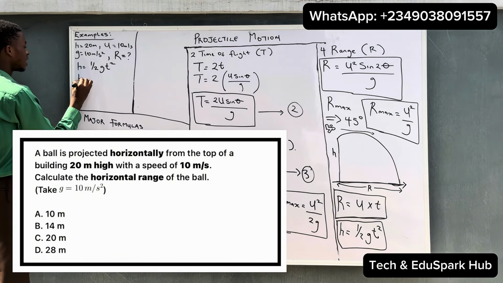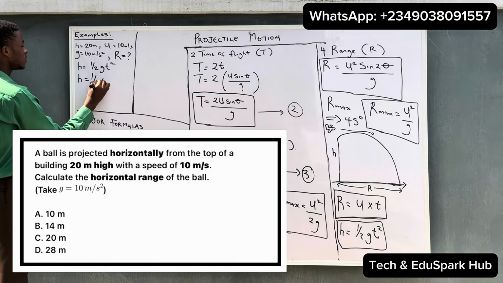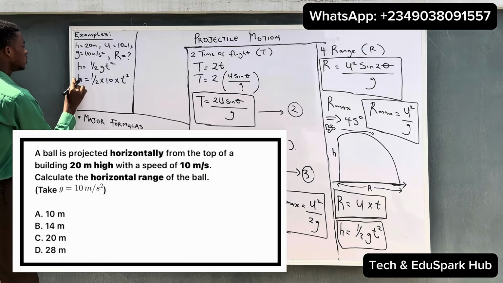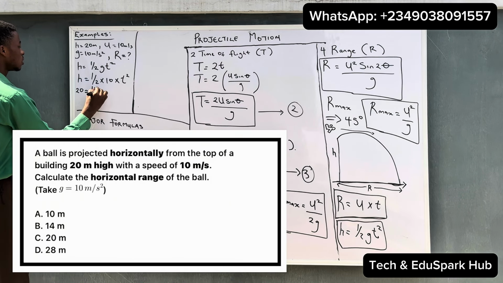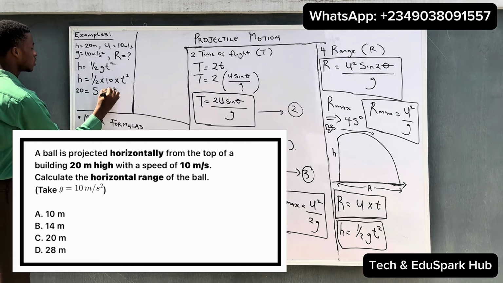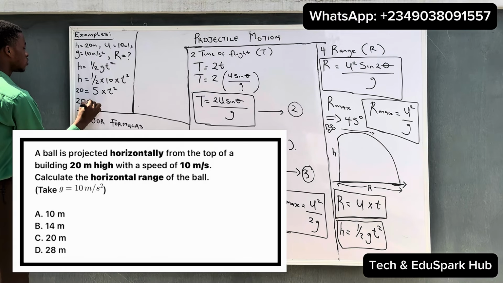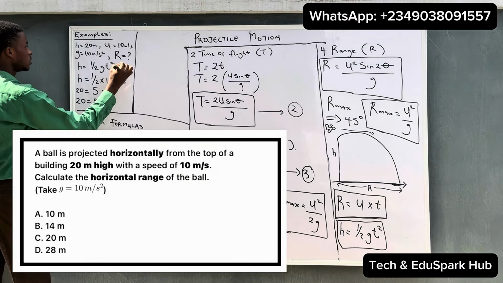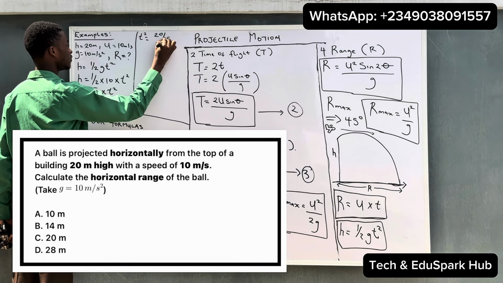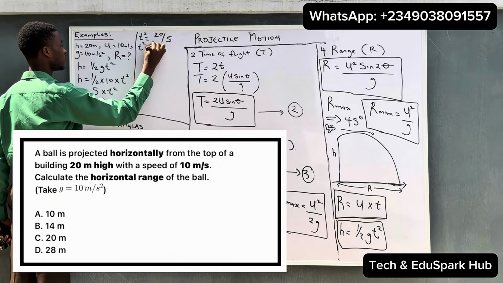So our h will be given as 1 over 2 multiplied by g, which is 10, multiplied by t squared. So t squared is unknown. The h is 20 meters. So we have 20 is equal to 1 over 2 multiplied by 10, which will give you 5, because 10 divided by 2 will give you 5. So we have 5 multiplied by t squared. So we have 20 equal to 5 t squared. So t squared will be given as 20 divided by 5, and our t squared will be 4.